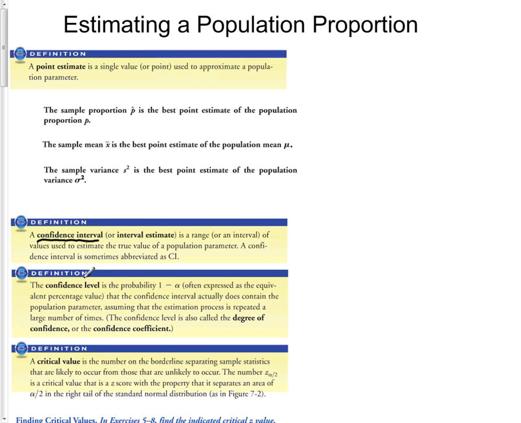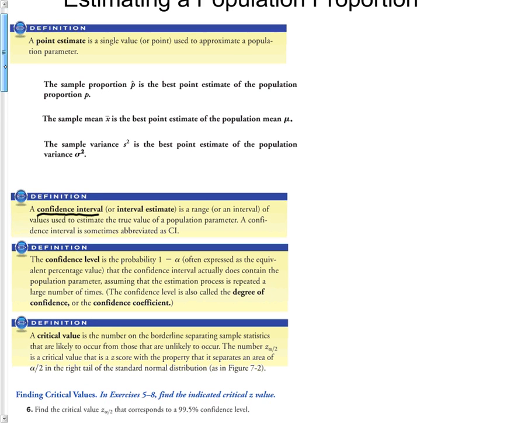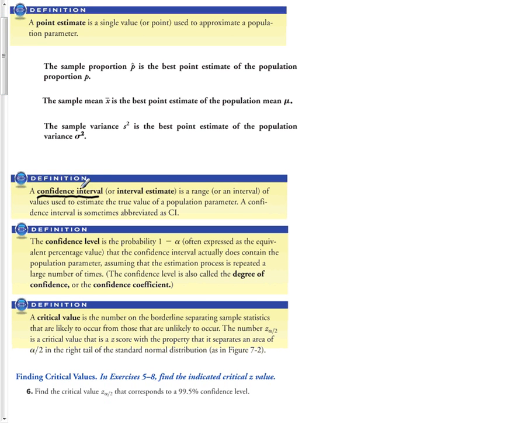All right, so now the next thing I want to look at is the definition of a confidence interval, and after that, the definition of a confidence level. The confidence level is the probability which is found by subtracting alpha from 1. So the confidence level is 1 minus alpha. It is the probability that the confidence interval that we create does actually contain the population parameter, assuming that the estimation process is repeated a large number of times.